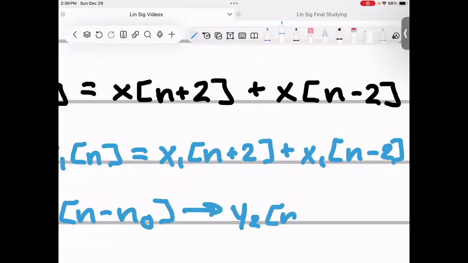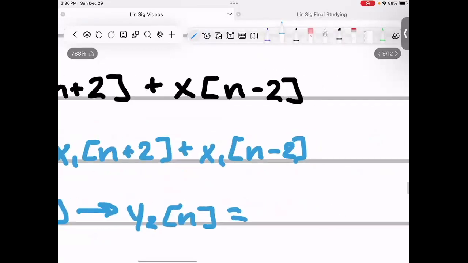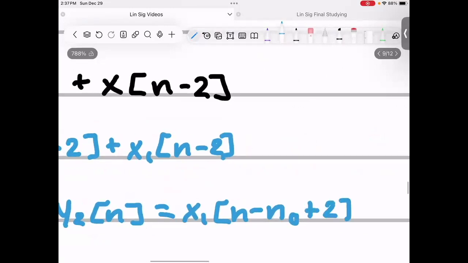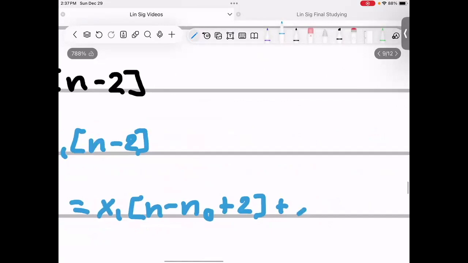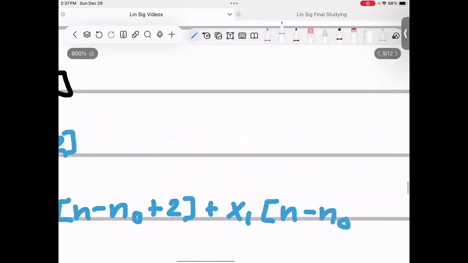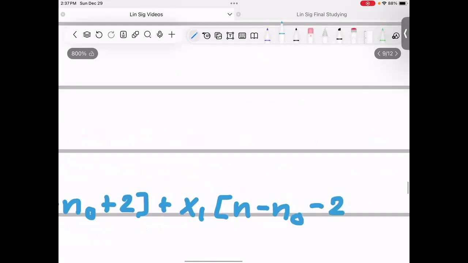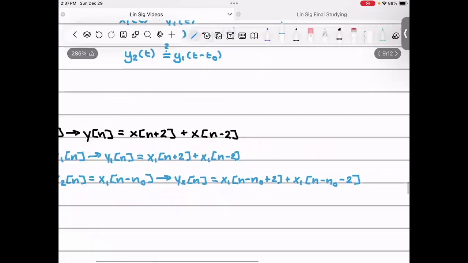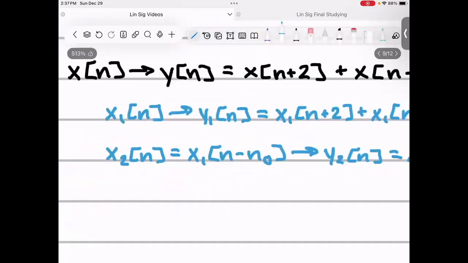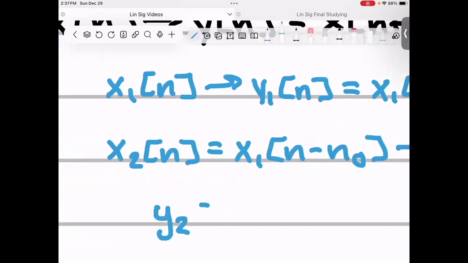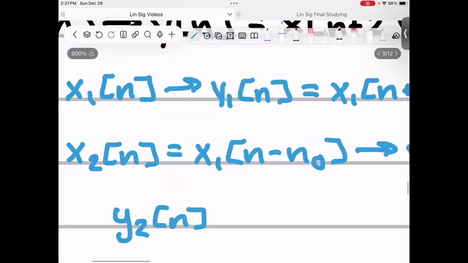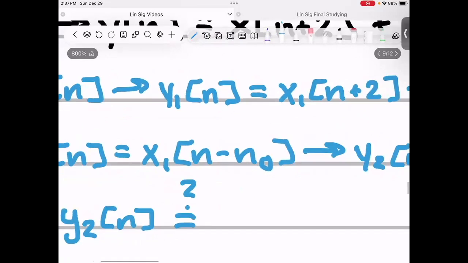So y2 of n is going to be x1, we see an n, so n minus n naught plus 2, plus x1 of n, again, minus n naught, minus 2. And what we're trying to check here, we want to know is y2 of n equal to y1 of n minus n naught?